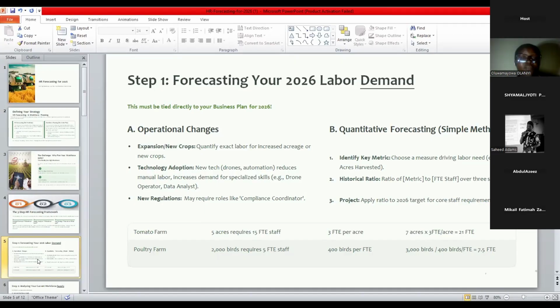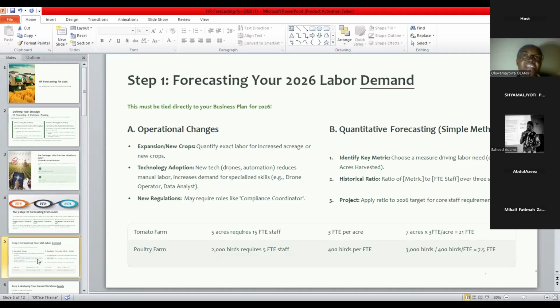We have two options for the first step. Please don't be distracted. We have two options for forecasting your 2026 labor demand, and the first one is operational changes. So what would even lead to the demand for labor? The first thing can be operational change, probably expansion or new crops. You need to quantify what exact labor is needed for increased acreage or new crops.